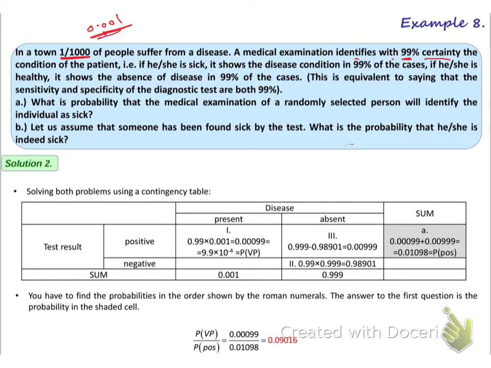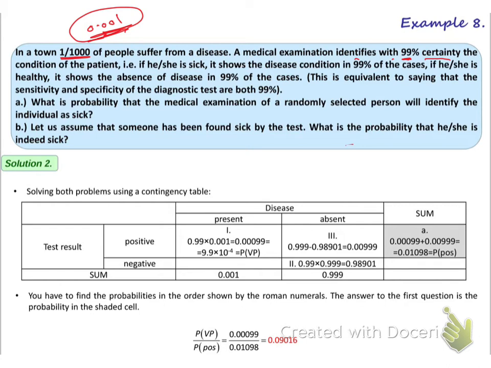If we did a test, the test will not show that all of the 0.001 have the disease. 99% of them only will show that they are positive. So there is an error issue here. It will not show that all of them have the disease. Even if they have it, it will show 99% of them.